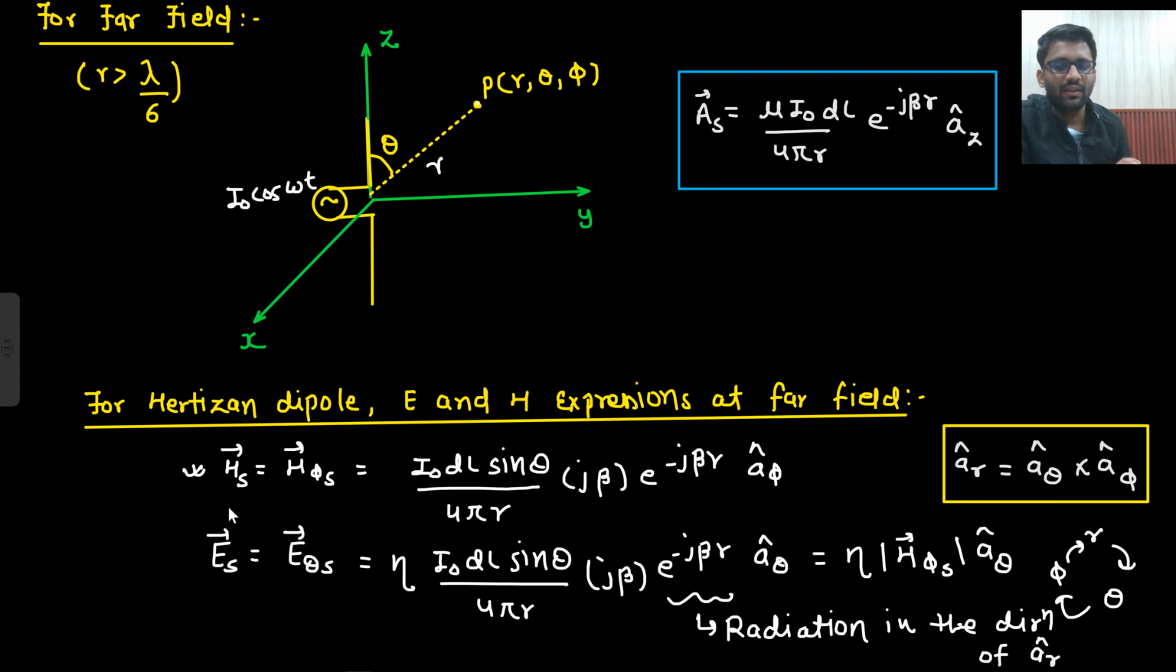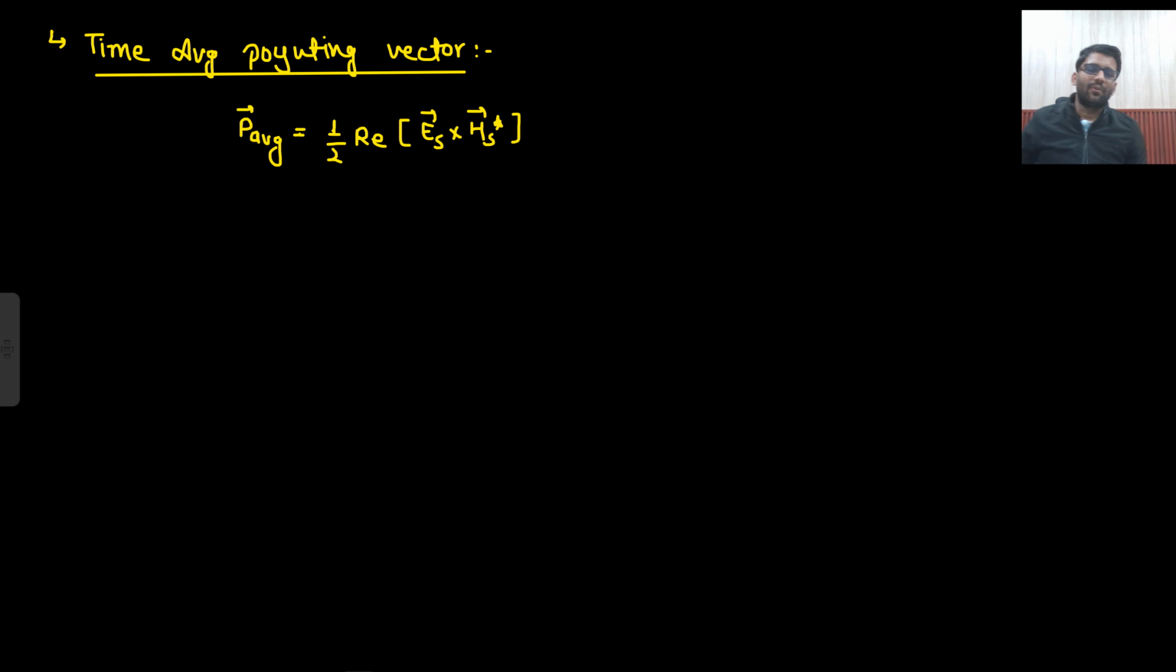If you remember this one, then anywhere you are going to remember E_s as well. So you only need to remember the H_phi_s expression, and again we are going to write it. So eventually you are going to remember it. Okay, well and good. So let's write down the time average Poynting vector now.